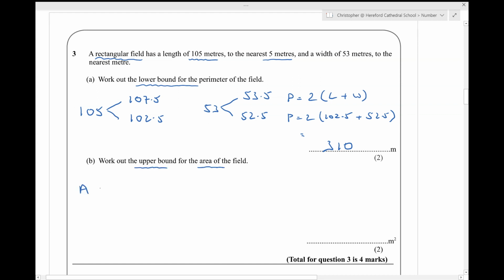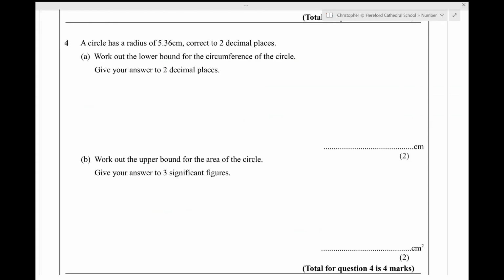Well, the area of the field is obviously the length times the width, and I want the upper bound, so I shall use the highest possible length, the upper bound of my length, and the upper bound of my width. So that's what I'm putting into my calculator this time, which gives me 5,751.25. Question 3, sorted.